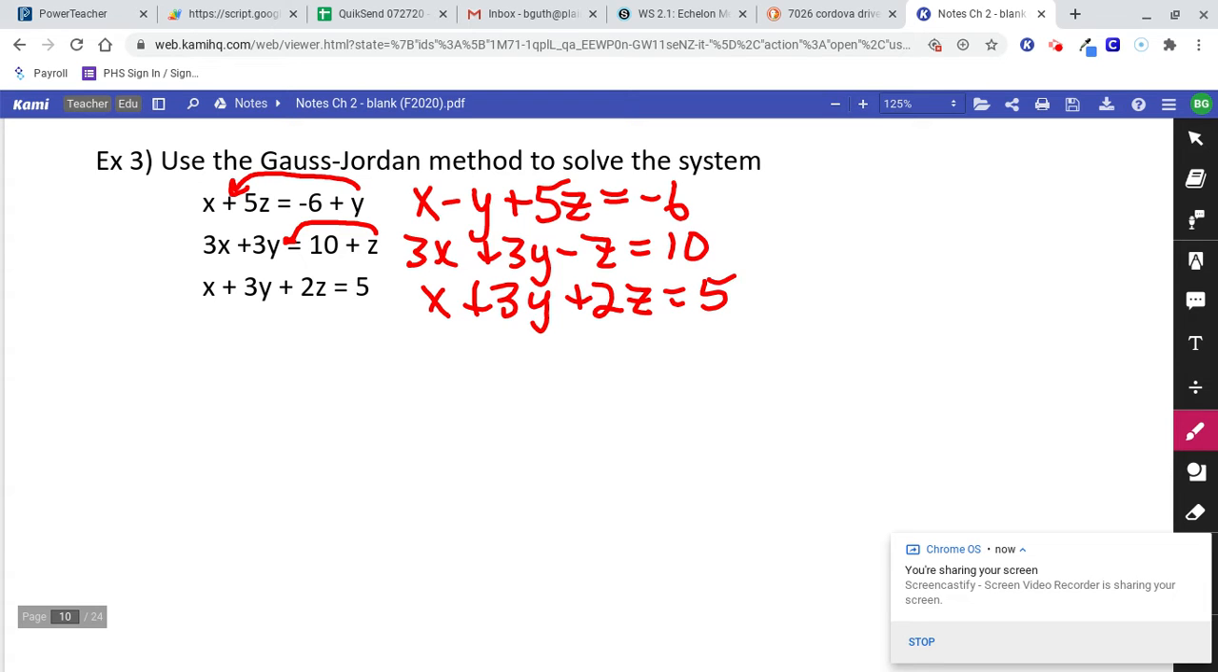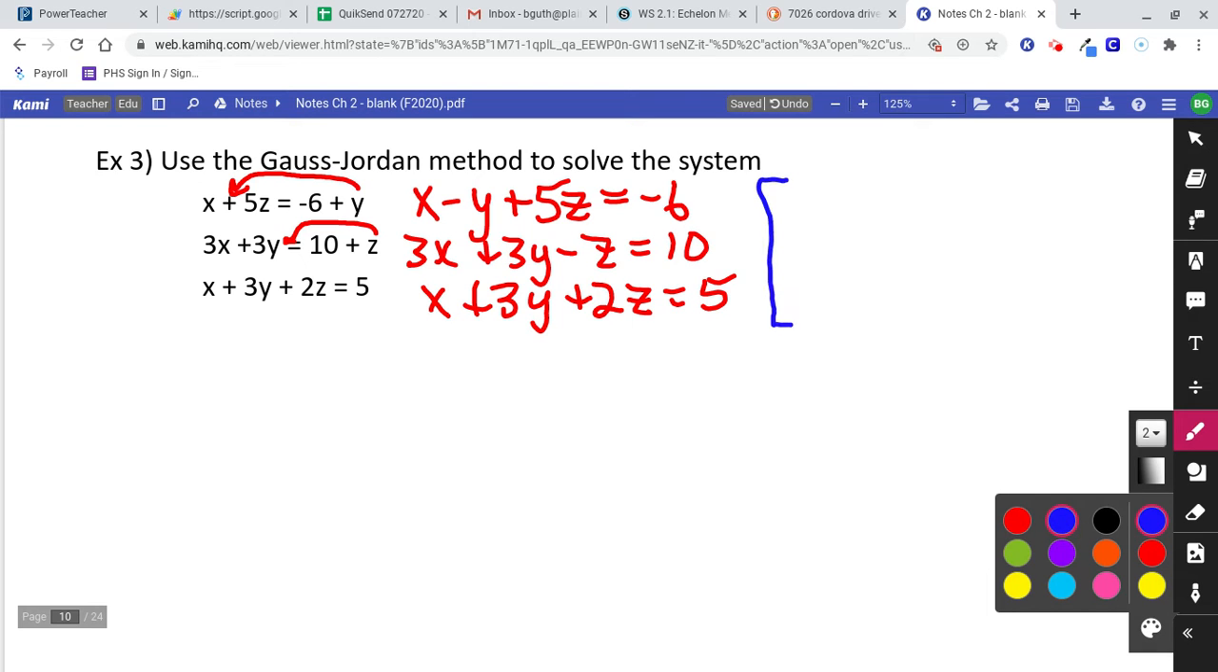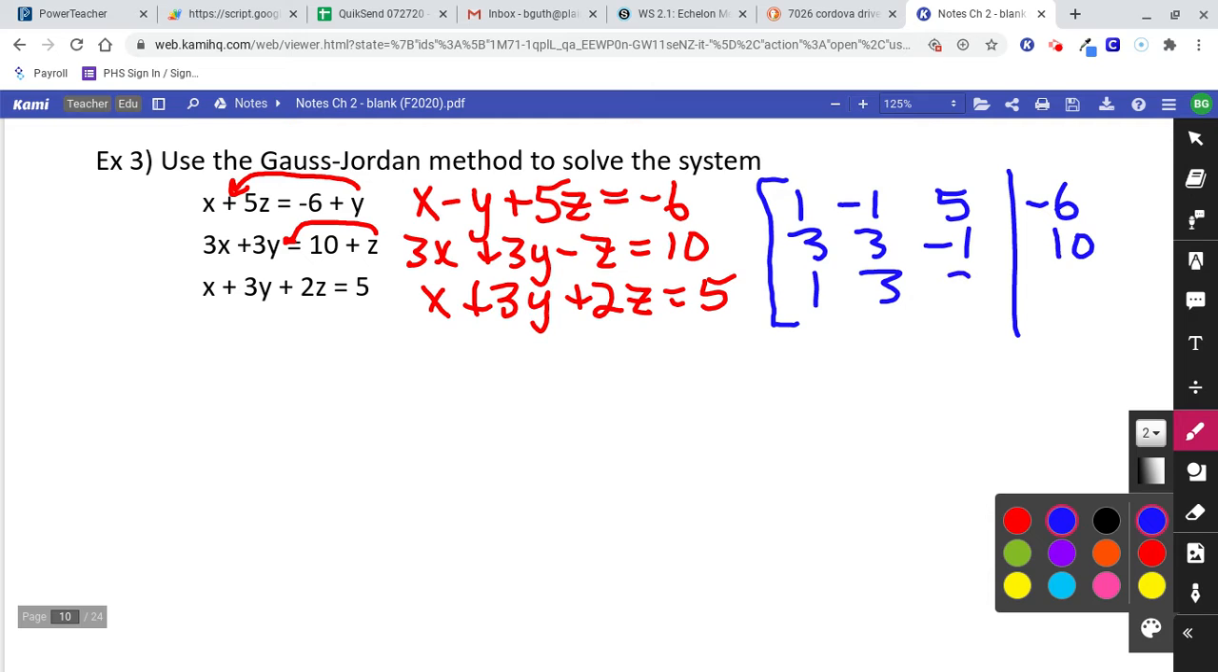From standard form, we want to change it into an augmented matrix. So let's get rid of this. Augmented matrix just means take out all the variables, basically. Look at the coefficients. 1, -1, 5 equals -6, 3, 3, -1, 10, 1, 3, 2, 5.